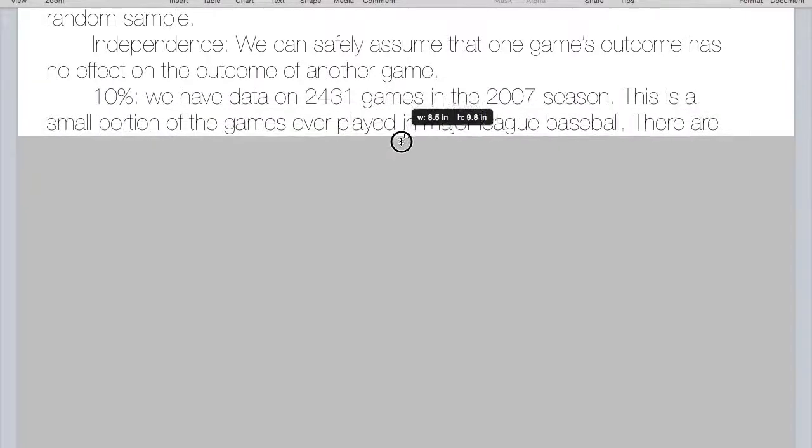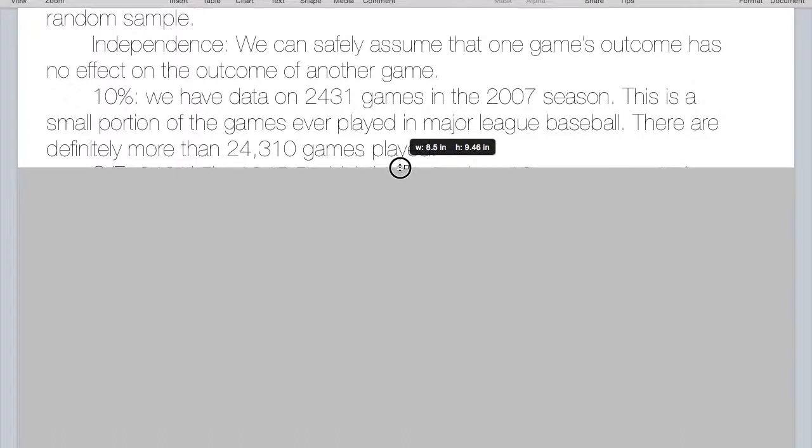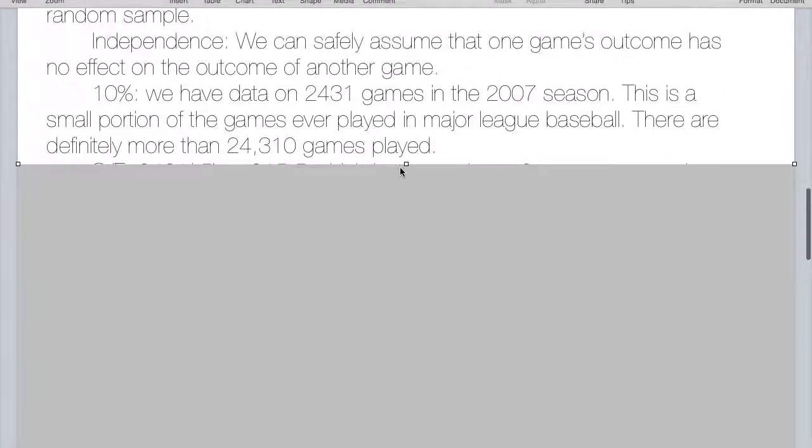All right, 10%. Here's where you kind of have to know a little bit about what my population is. What am I trying to make a conclusion about? We needed to know that we're really investigating all of Major League Baseball, or all the games that have ever been played. And there were 2,431 games in just one season, right? We multiply that by 10, that's 24,310. We know that if you were to combine all the seasons, you're going to get a lot more than just 24,000 games. So we know that we have less than 10% of the population. So 10% is also satisfied.